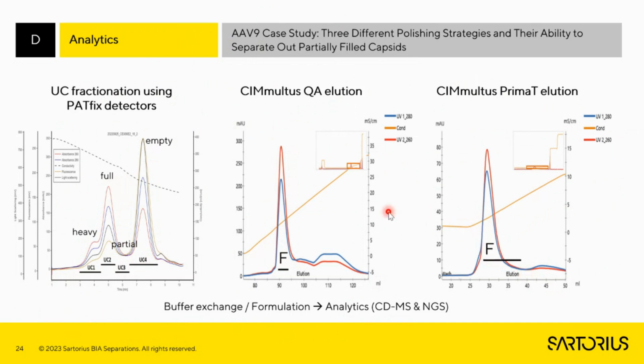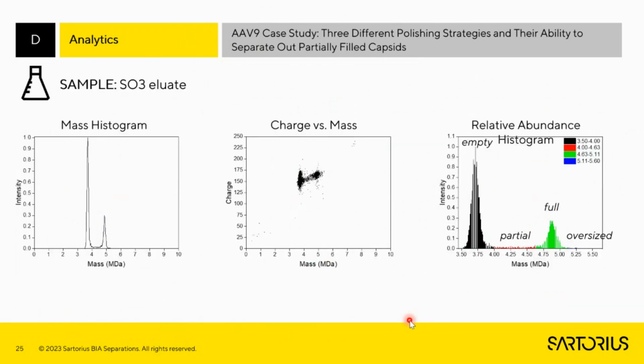And those fractions were then buffer exchanged to have the same buffer in the end. And then they were analyzed by charge detection mass spec and next generation sequencing. So what we're seeing on this slide is the SO3 eluate, the starting material.